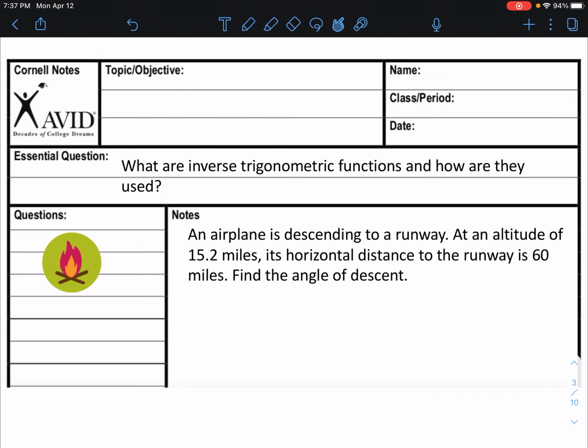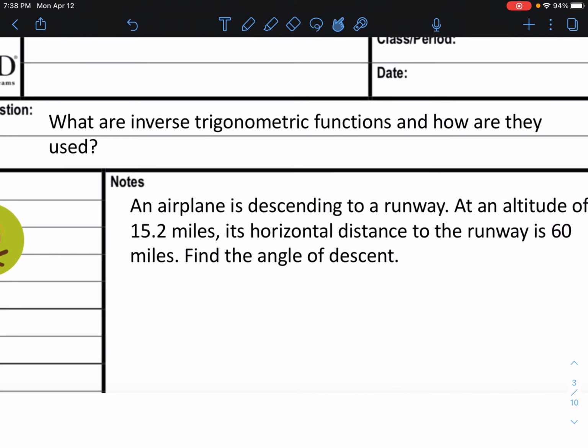So let's take a look at this situation. It says an airplane is descending to a runway. At an altitude of 15.2 miles, its horizontal distance to the runway is 60 miles. Find the angle of descent or depression. Okay, another way to say that. Now, this is important that we get this exactly right because we want the plane to land right on the runway. If you're just a little bit off with your angle, they could really miss the runway altogether or come up short. So, first, how do we draw this picture?